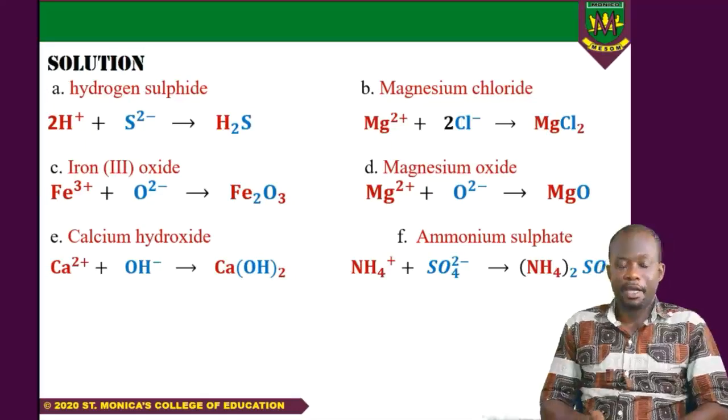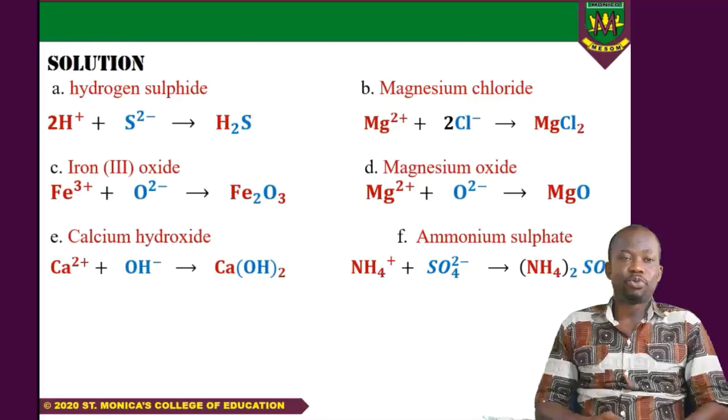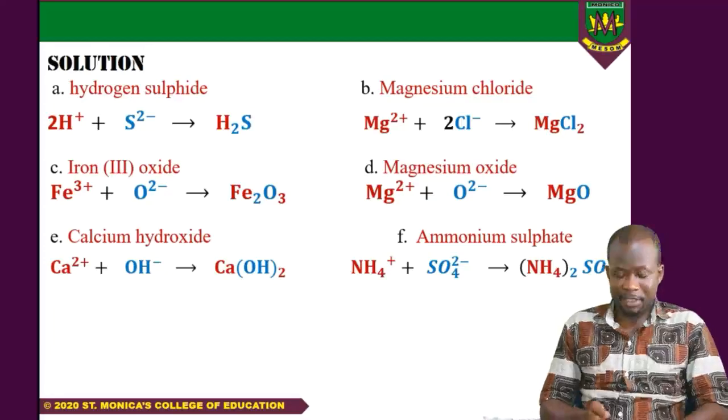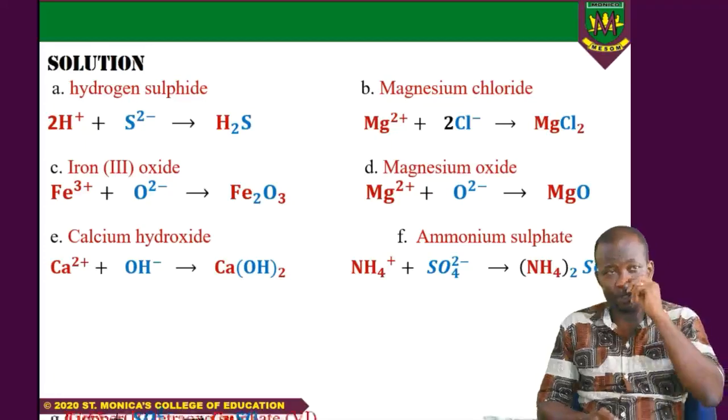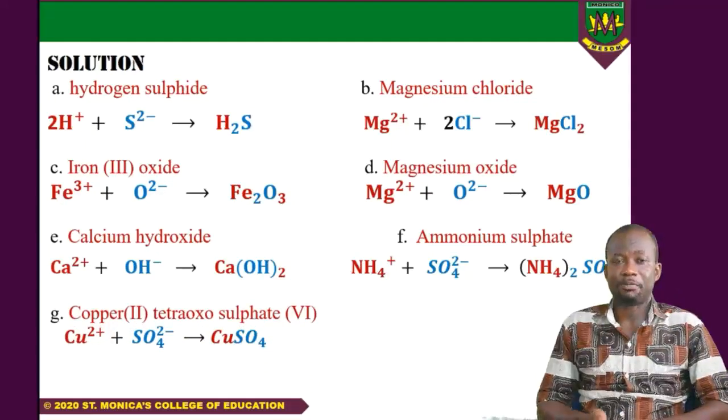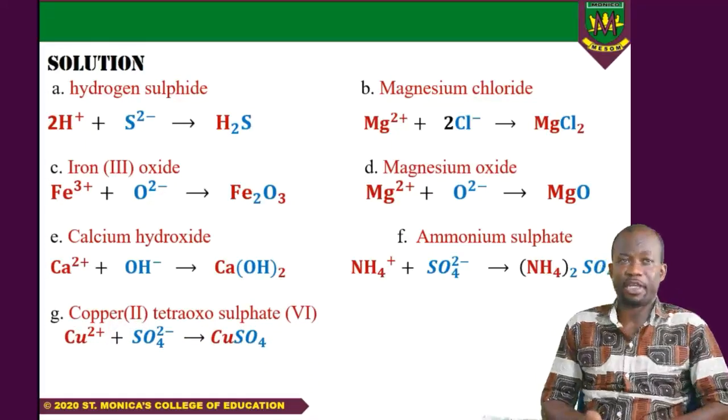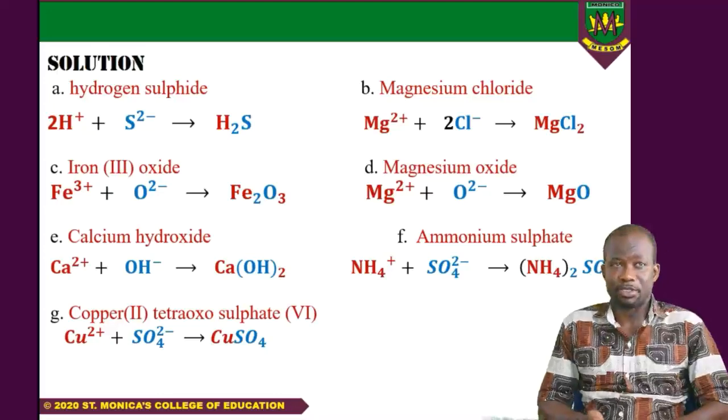Copper(II) tetraoxosulfate(VI), that is CuSO4, like I said. You need copper 2+ and then SO4 2- to form this. So briefly, these are the solutions to the work that we have provided for you. First try it out and then compare your answers to the ones that we have.